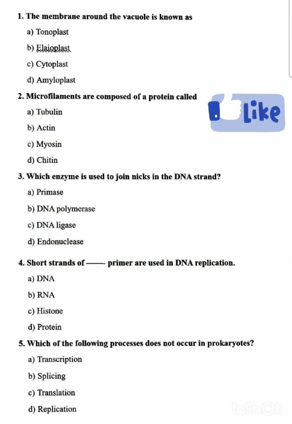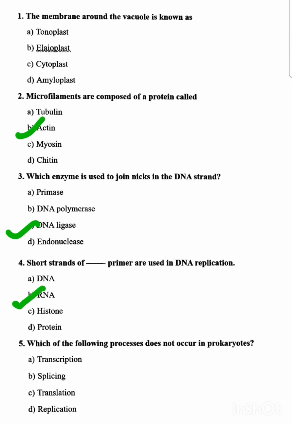Then question number 3, which enzyme is used to join the DNA strand? Always when the word join comes, it will always be DNA ligase, which can act as a glue to join the DNA strands. Then question number 4, short strands of dash primer are used in DNA replication. So short strands of RNA primers are used in DNA replication.